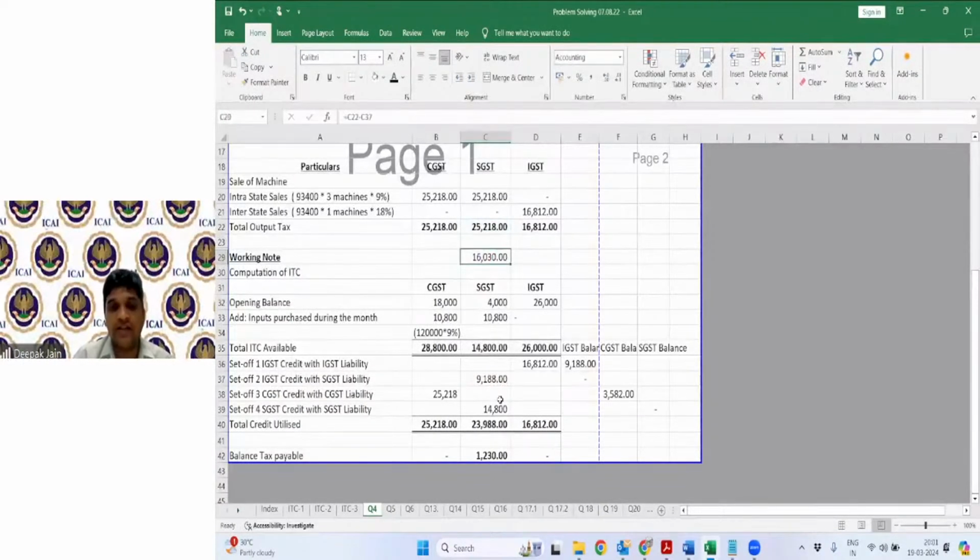Balance is 16,030. I have credit of SGST to the extent of 14,800. From this, if I reduce 14,800, then I will get the balance liability of 1,230. This is what I've got. Clear, Himlata?